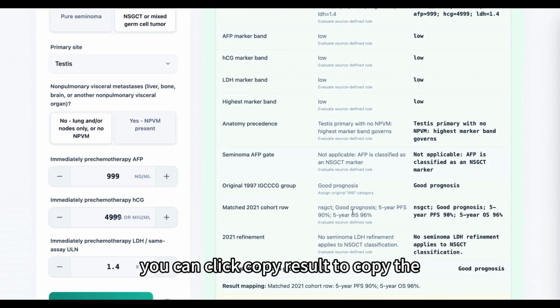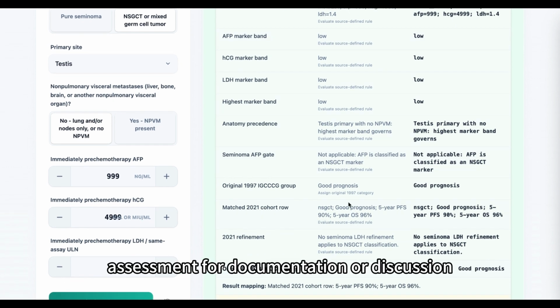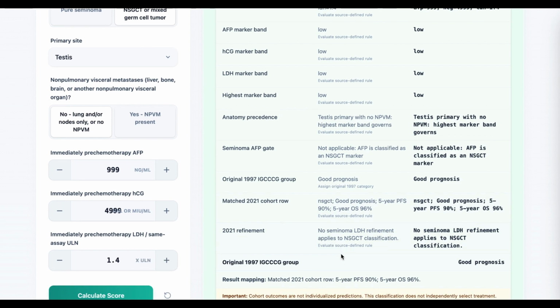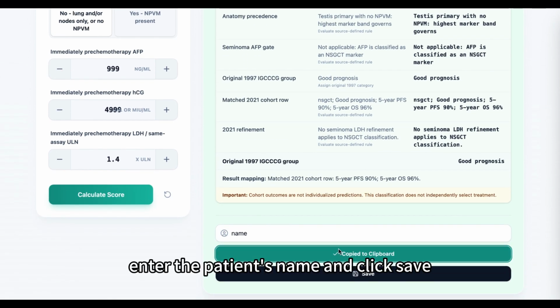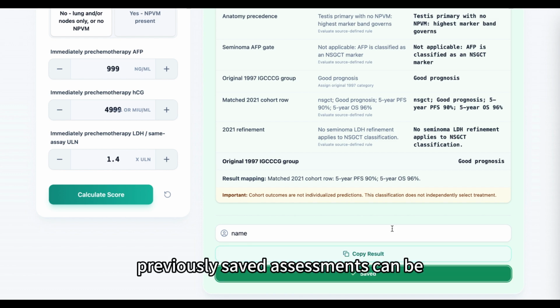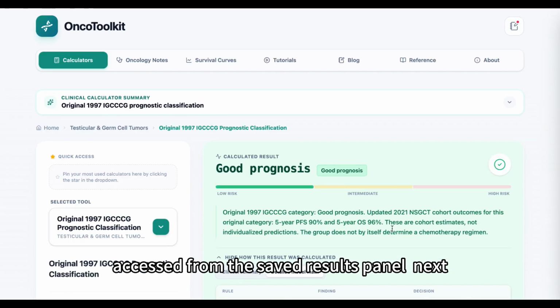You can click Copy Result to copy the assessment for documentation or discussion. To save this assessment, enter the patient's name and click Save. Previously saved assessments can be accessed from the Saved Results panel.